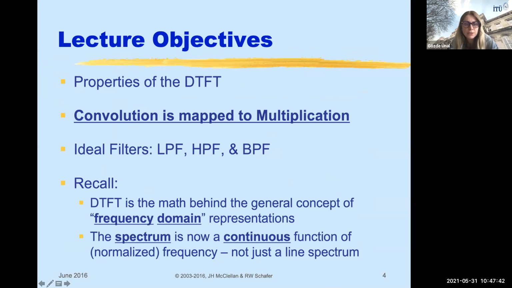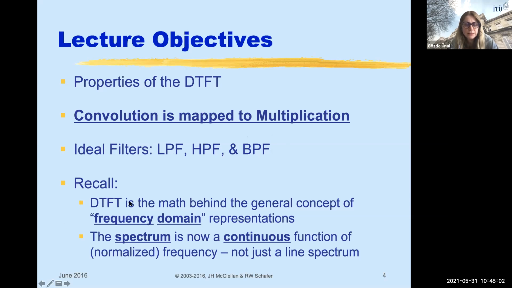And this is one of the main things you should remember from this course. Look at this statement: convolution is mapped to multiplication. Convolution in the time domain is multiplication in the frequency domain. This is very important. And we'll look at ideal filters: low pass, high pass, band pass.